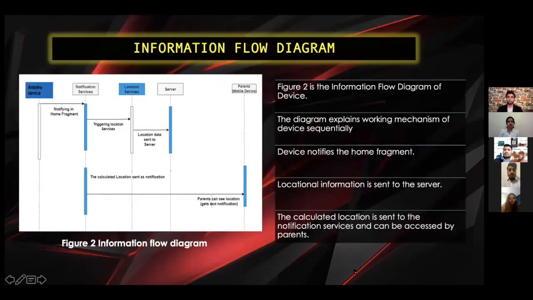Now is our information flow diagram, where we can see the working mechanism of our device in a sequential manner. We can see the Arduino device notifies the in-home fragment of notification services, which triggers the location services to get the data. Then the data is sent to the server that can be accessed by parents on their mobile device in the form of text in the notifications. And as I said, they can send the message and get the information.